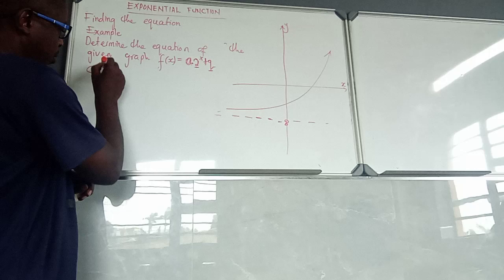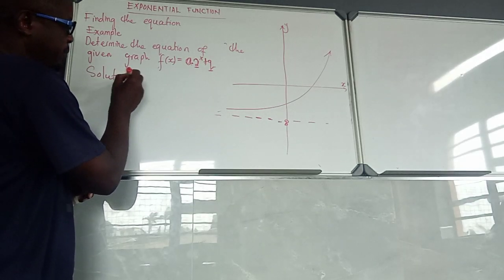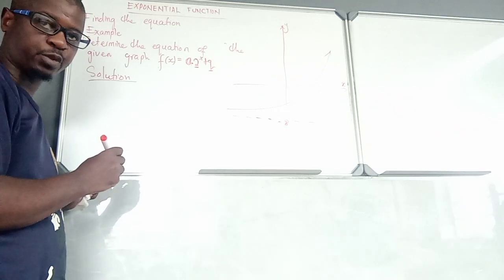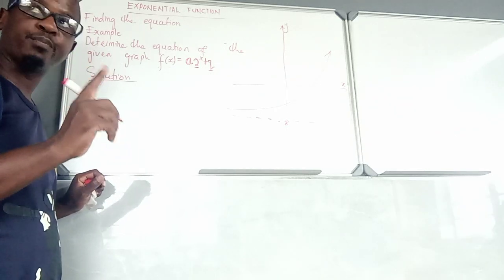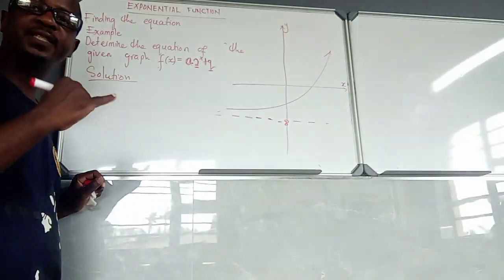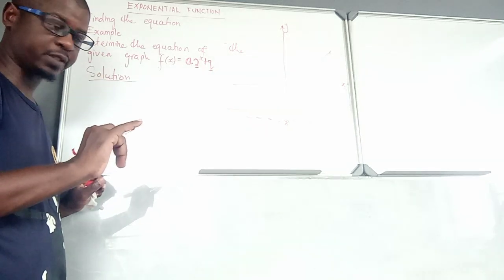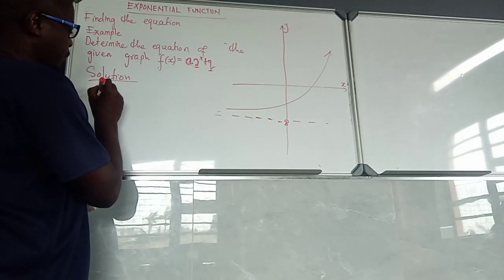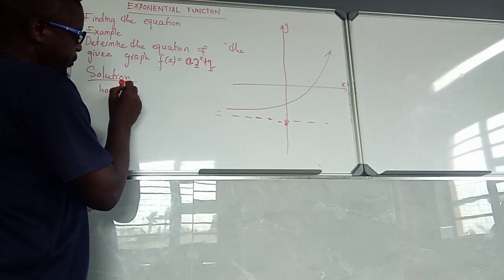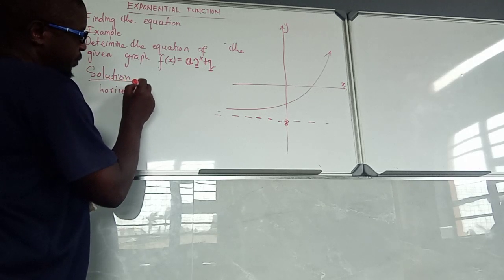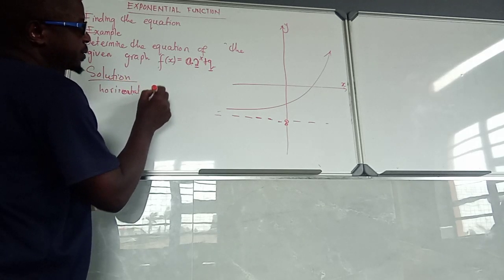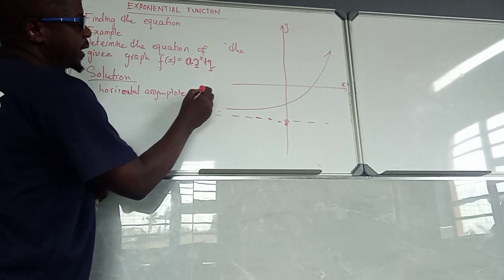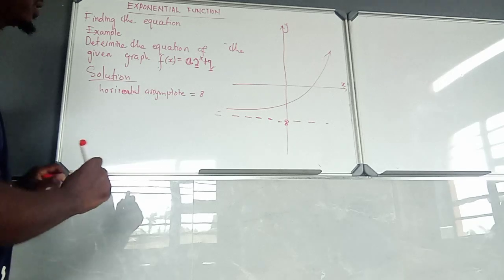So let's go straight away without wasting any time. Solution. For our solution, I'm going to identify the asymptote, which is one very important thing that we do. So I'm going to say the horizontal asymptote is -8.